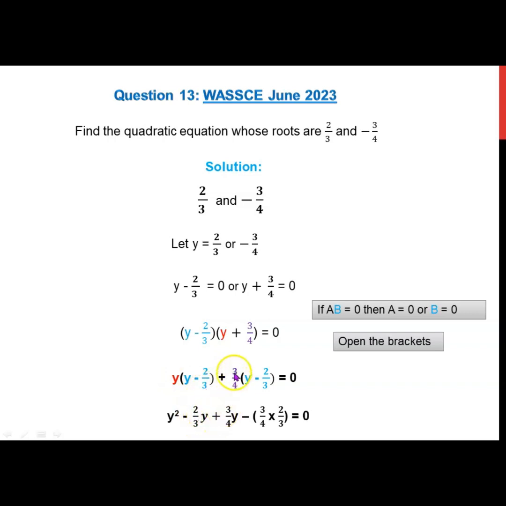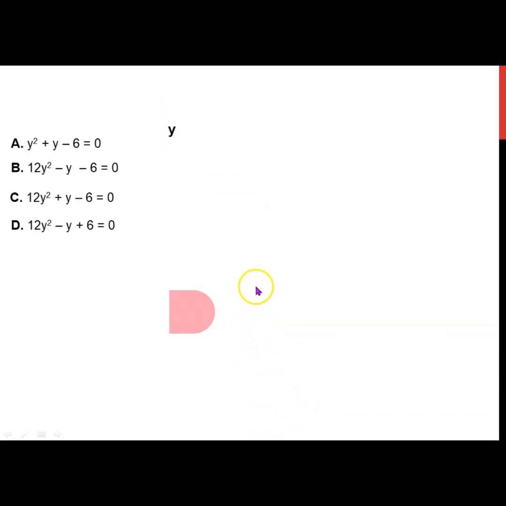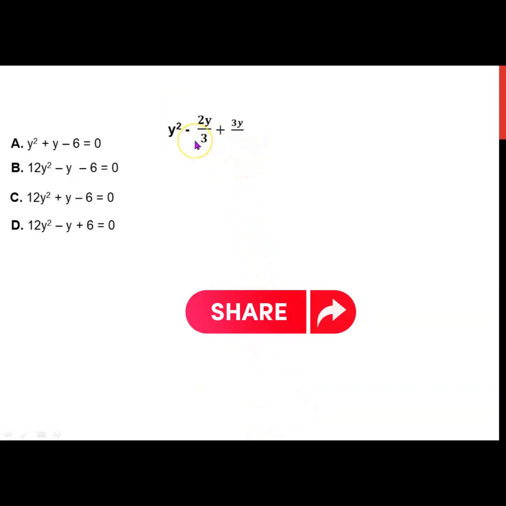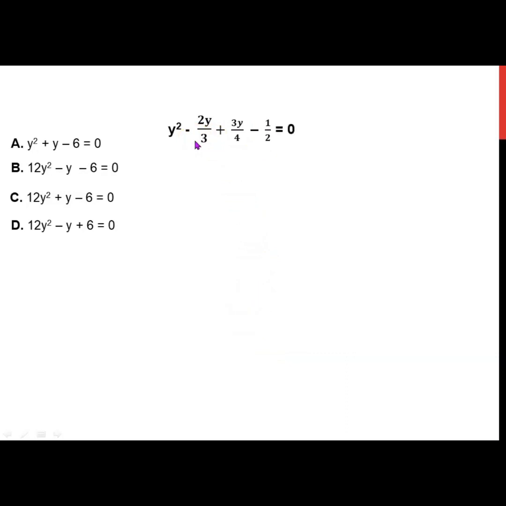minus 2y/3, plus 3/4 times this y will become 3y/4, and 3/4 multiplying this minus 2/3 will be equal to minus 1/2. And everything will be equal to 0. Now we see y squared, minus 2y/3 plus 3y/4 minus 1/2, and everything equal to 0.